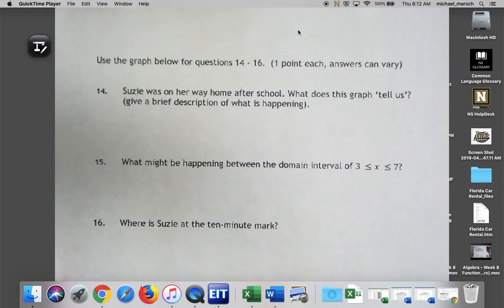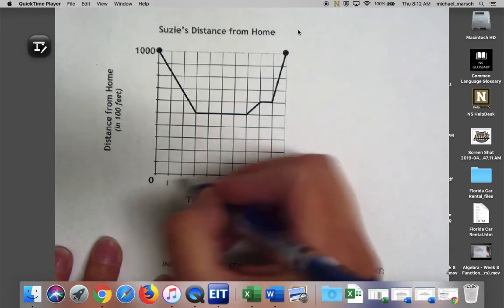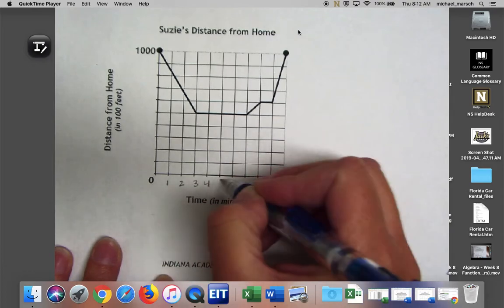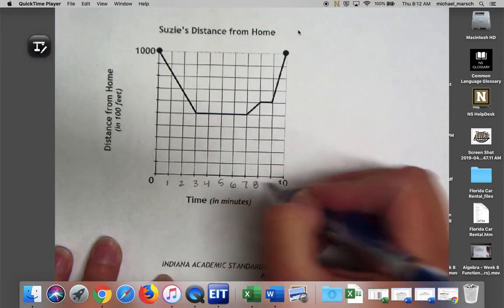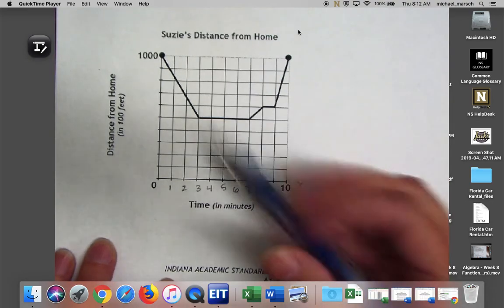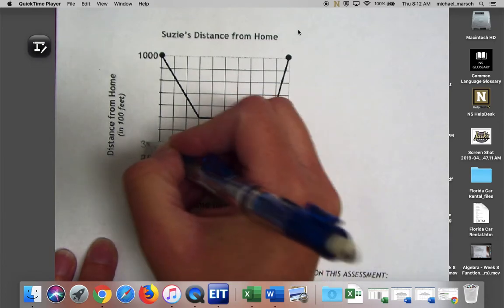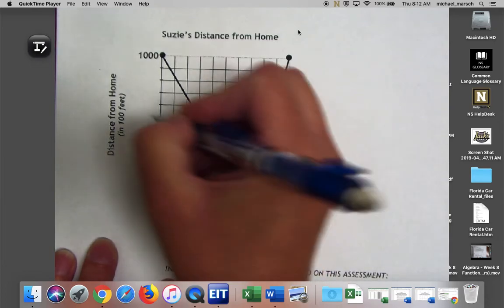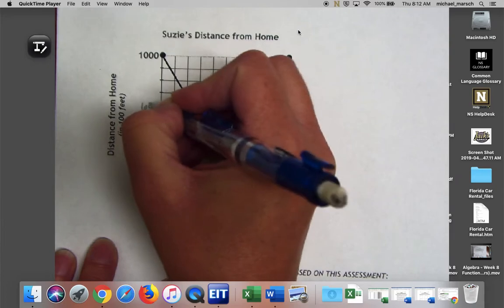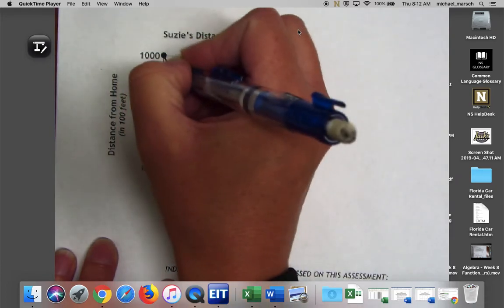So if I was going to make up a story for this, well, oops, first of all, I should label my axes, right? So go ahead and label these. So we're talking about time in minutes, and then distance from home in increments of 100 feet.